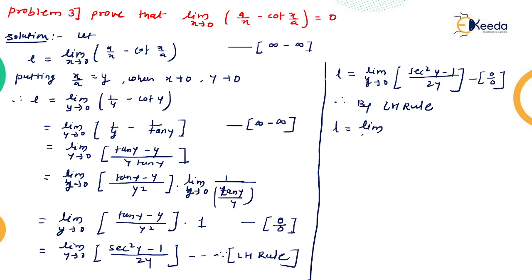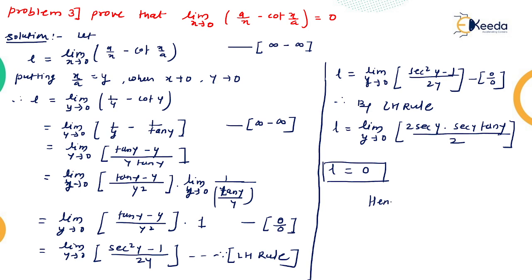So this can be written as limit as y tends to 0, inside the bracket, derivative of sec square y is 2 sec y into sec y tan y, and minus 1 is a constant, derivative 0, and 2y derivative becomes only 2. Now there is no 0 by 0 or infinity by infinity form. Now we directly apply the limit as y tends to 0, and your total answer becomes 0. I hope you understand this. Hence proved.